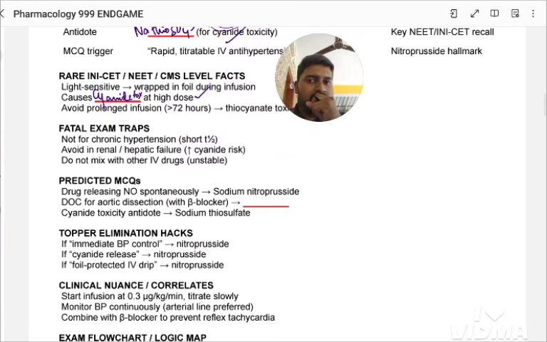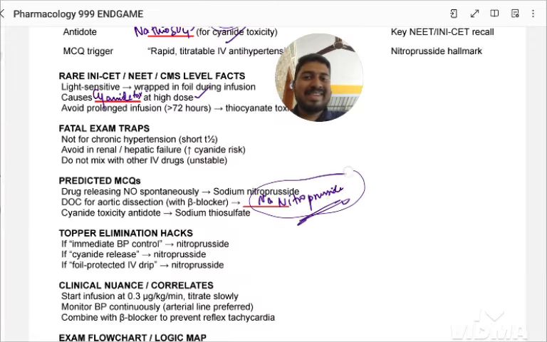Next, the drug of choice for aortic dissection along with a beta blocker is sodium nitroprusside. Okay, sodium nitroprusside.